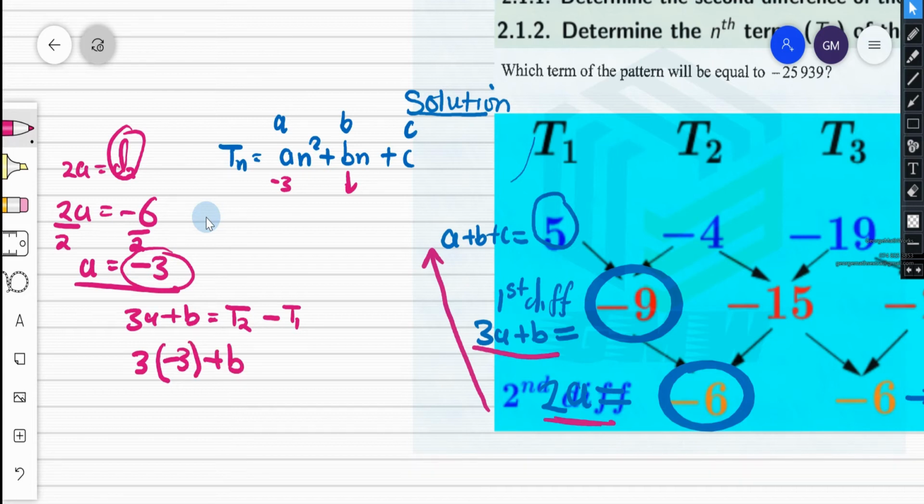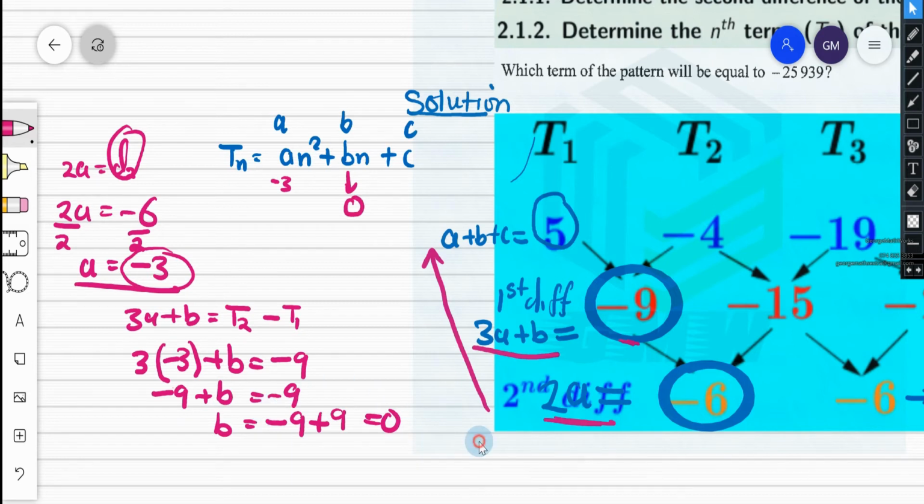Then plus b is equals to, if you look at this, my t2 minus t1, it is this number here. T2 minus t1 gave me minus 9. So this is equals to negative 9. This creates 3 times negative 3, that's negative 9, plus b is equals to minus 9. I have formed an equation which only has b as the unknown. In the end, I have minus 9 plus this one, it crosses, it becomes positive 9. So my b is equals to 0, which means this part is also done.